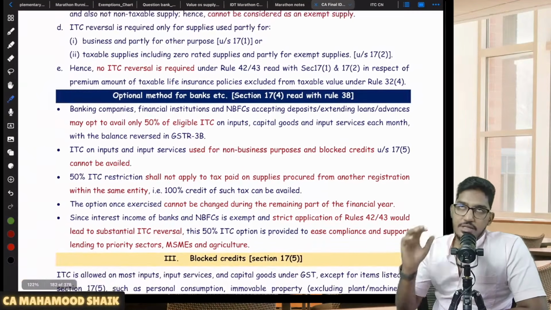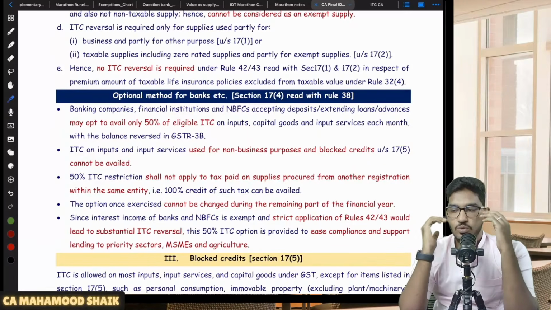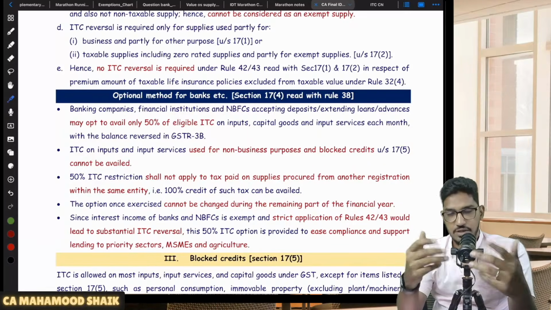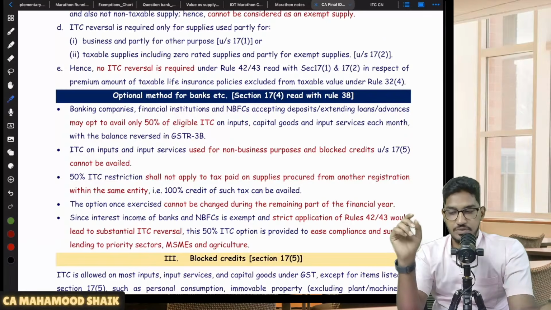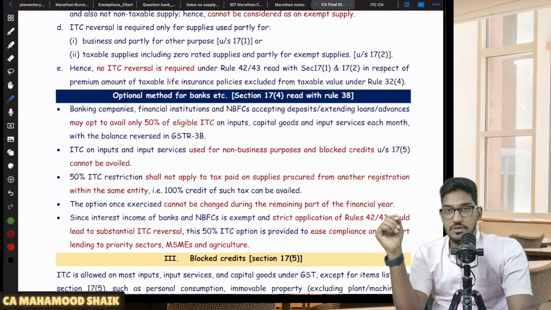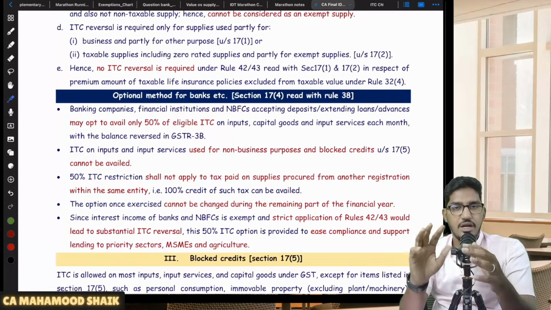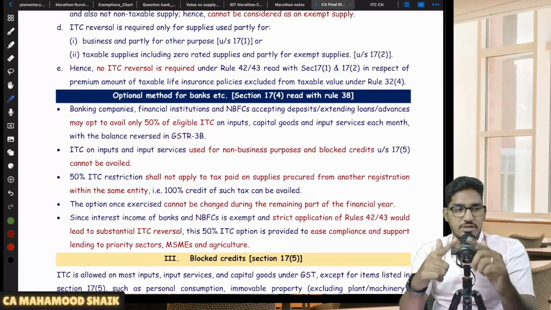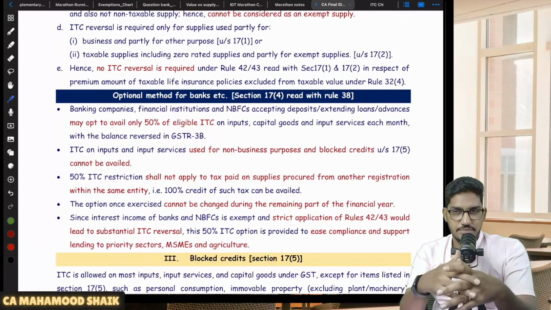See, what is the main business of the banks? The main business of the banks is giving loans and collecting deposits, collecting the interest. But that interest is exempt. In the exemptions chapter, if you remember, services provided by way of giving money for use in the form of loans, deposits or advances, for which consideration is in the form of interest or discount, that is an exempt supply. So for banks, their outward supplies are mostly exempted.